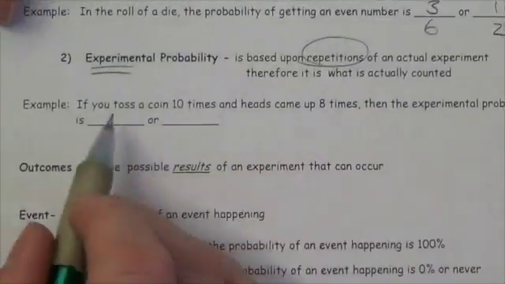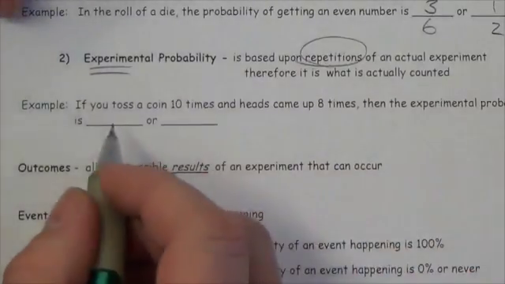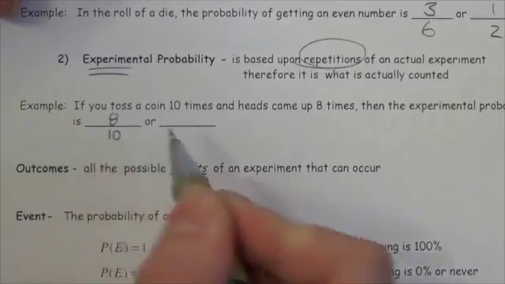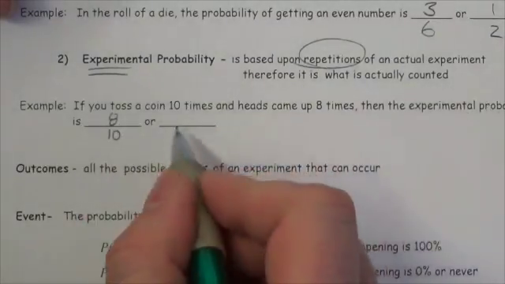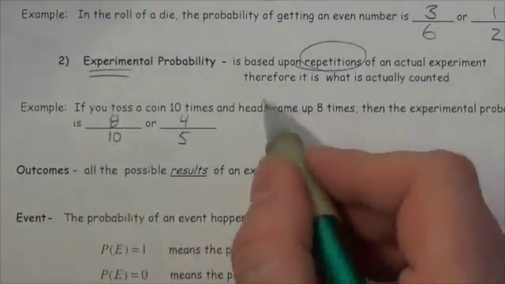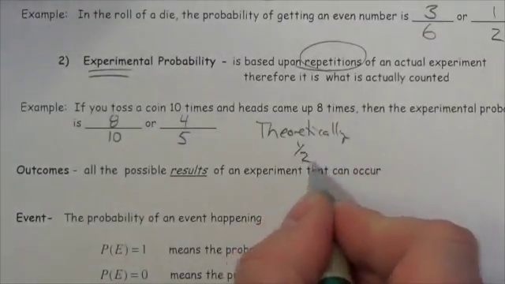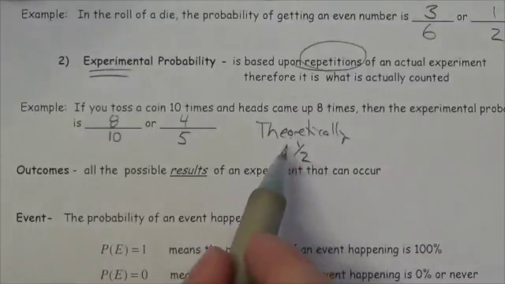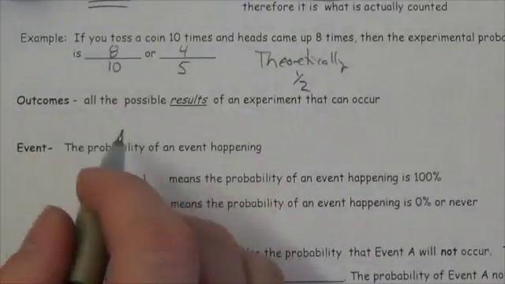So let's take a quick look at an example. If you toss a coin 10 times and the heads come up 8 times, then the experimental probability is 8 out of 10. And you can reduce that to a smaller fraction. Those can both be divided by 2, so you get 4/5. Now, when you flip a coin, theoretically, you know that you should be getting heads half of the time. There are 2 possible outcomes and there's 1 head, so 1 out of 2. But in this case, that's not what you're getting, so you would assume that something a little weird is happening with that particular coin.